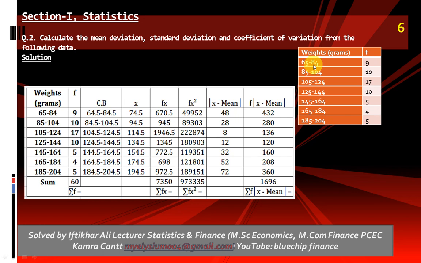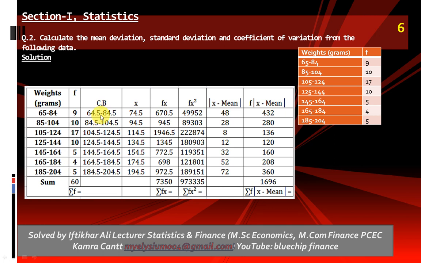It is better that we should calculate the class boundaries, because the upper limit of the first class and the lower limit of the second class are not equal. So simply subtract these two values, 85 minus 84, divide the result by 2, that will produce 0.5. Subtract the 0.5 from the left side and add 0.5 to the right side, and it will produce the class boundaries.